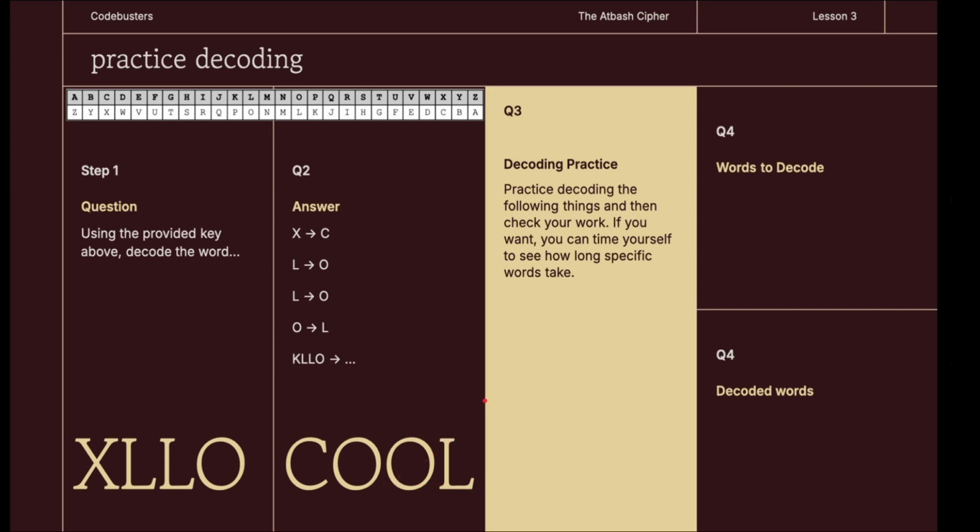Now there are a few more words for you to decode if you want to practice. The first word is a word, and the second, third, fourth, and fifth words are lines of gibberish. Now we'll be going over the decoded words. If you want, you can pause the video.